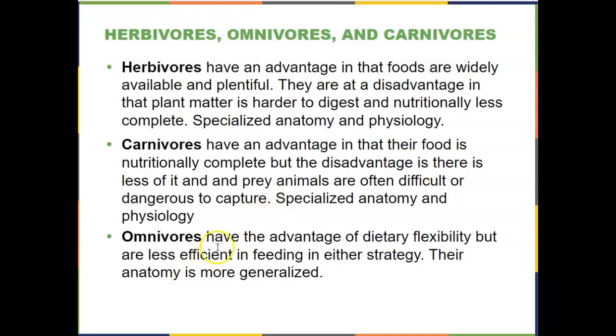Quite a few animals are omnivorous to various degrees, including us, and we are able to eat a wide variety of foods, but we're not quite as good at digesting and consuming either of them or capturing them. We're more of a generalized anatomy that's okay at both tactics.